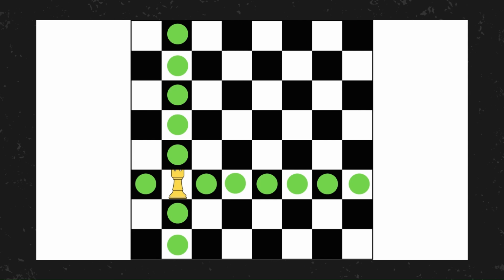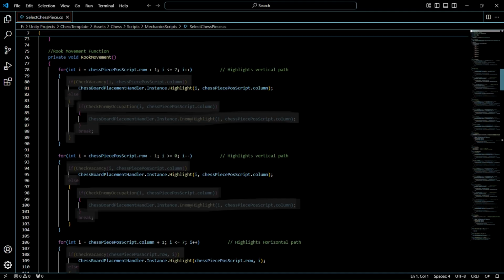To do this, first I used a for loop, and in it, the starting value is the current position of the rook in the row + 1, and the end of the loop is 7 because there are 8 rows and 8 columns. And the counting starts with 0, so 7 will be the last column or row, and increment the value by 1, and I got a forward move of the rook.